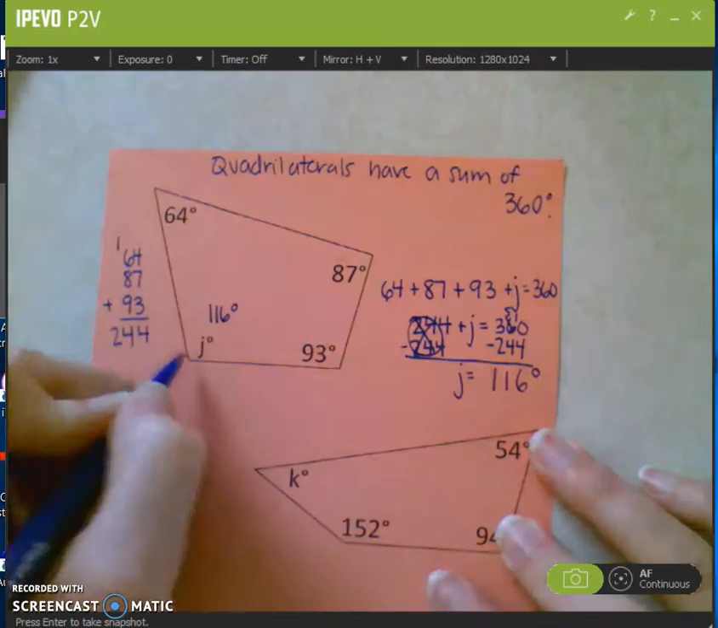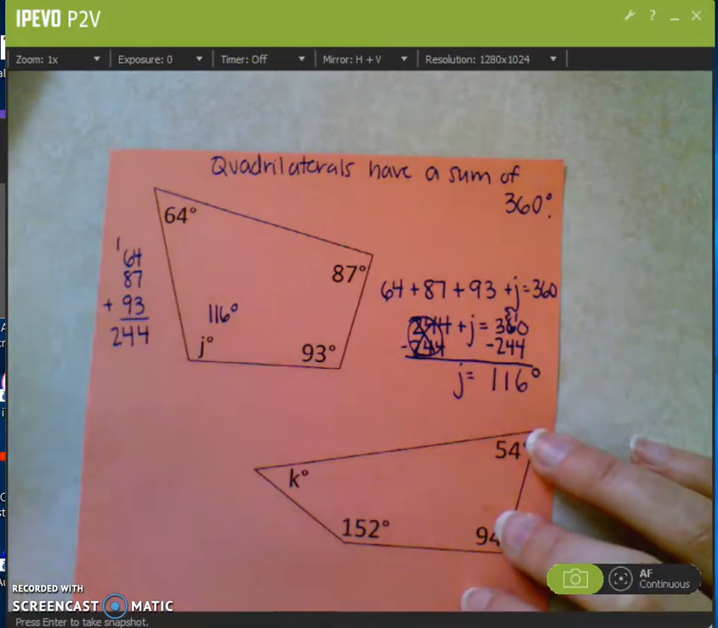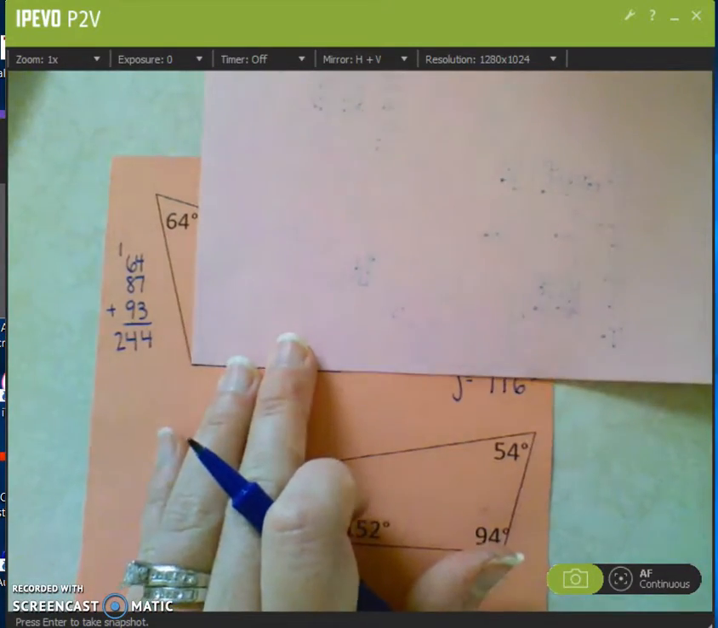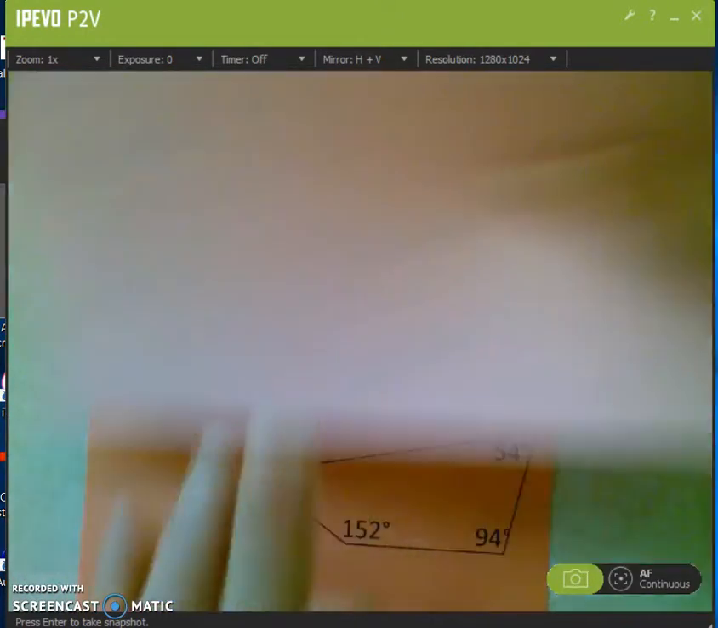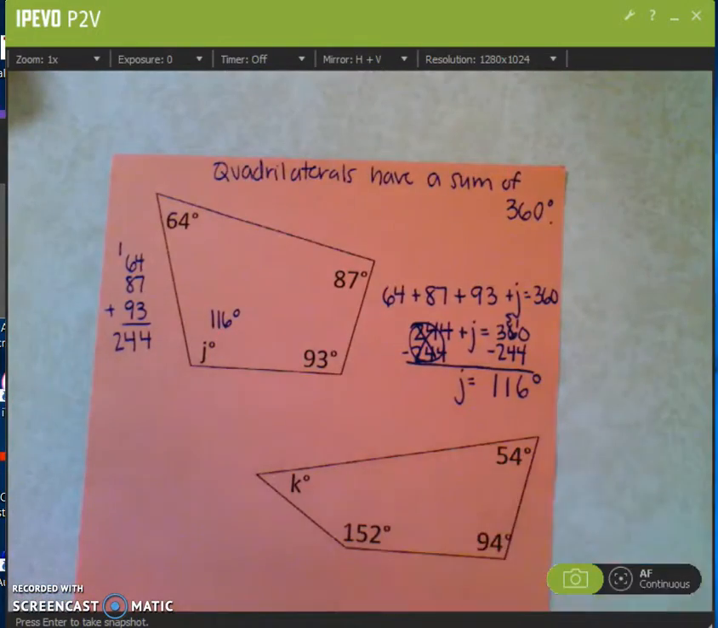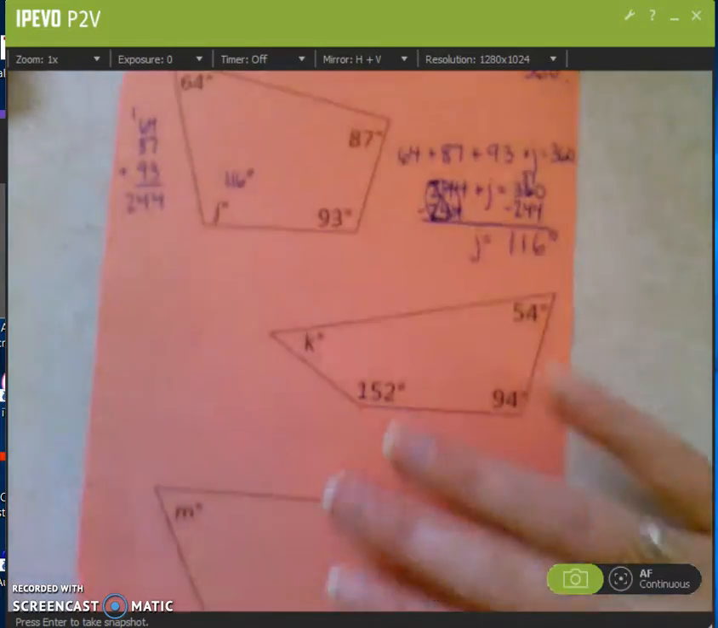And when I look at this angle, it does appear that it's larger than a 90-degree angle. I can even check to make sure by putting like a corner of a piece of paper in there and say, yeah, this is bigger than 90 degrees, so 116 seems like a reasonable answer.